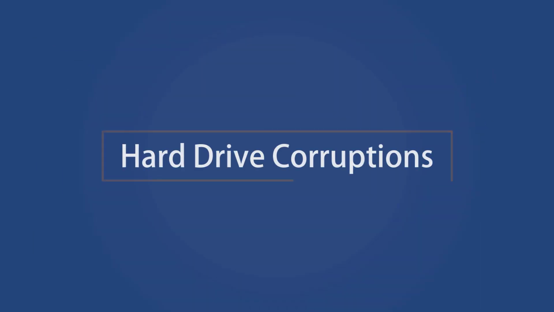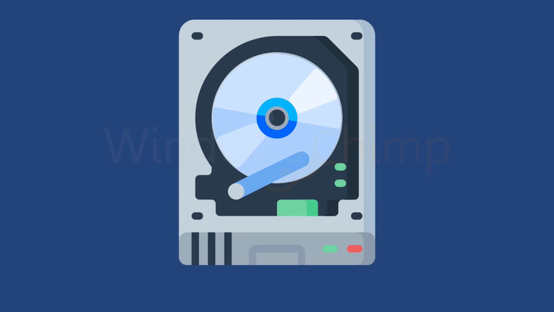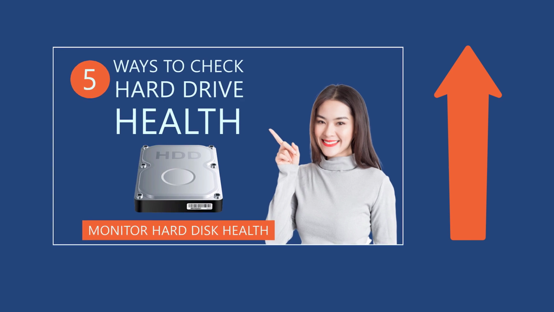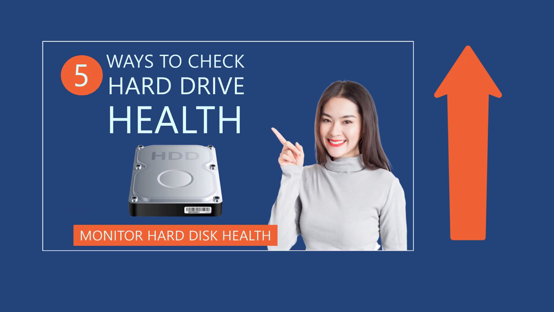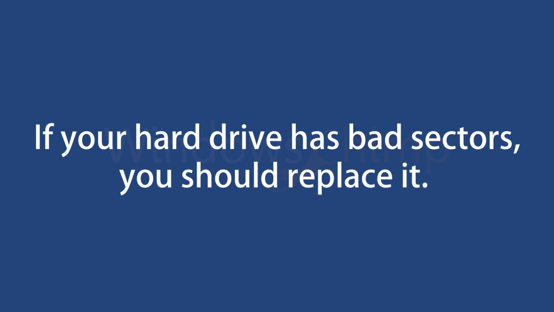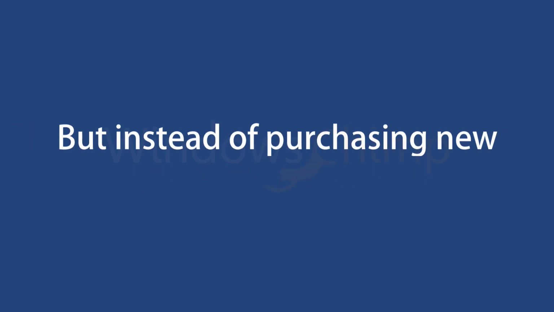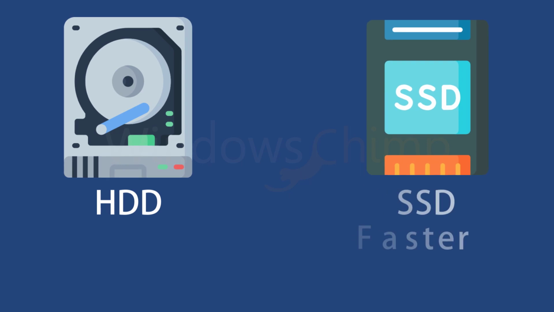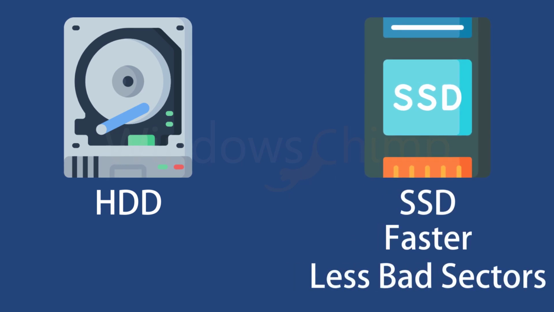Hard drive corruptions. Mechanical hard drives are prone to corruption, and that's also a reason for slow computers. You can check the health of your hard drive and determine if the time has come to replace it. To check the health of your hard drive, you can take the help of our video on it. Click on the I button or check the description for the link. If your hard drive has bad sectors, you should replace it. But now that you're purchasing a new storage device, you should opt for an SSD instead of mechanical hard drives. SSDs are much faster and less prone to bad sectors compared to HDDs.